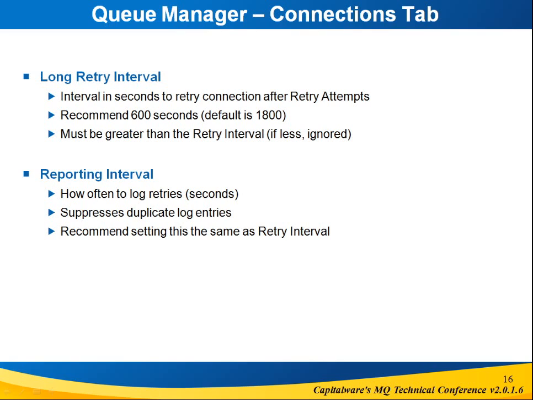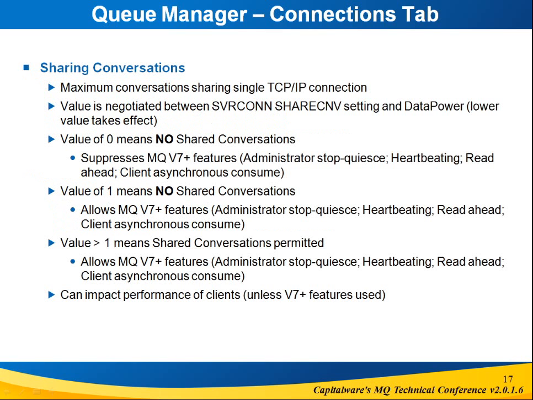Next we have the reporting interval, which says how often will DataPower log information about the retries, in other words on the system log, in seconds. Now it automatically suppresses duplicate log entries, so if you set this to a short amount, say every 1 second or every 10 seconds, it's not going to send a log entry every 1 second or every 10 seconds. It's automatically going to suppress any duplicates. It's only going to do it if some condition changes.